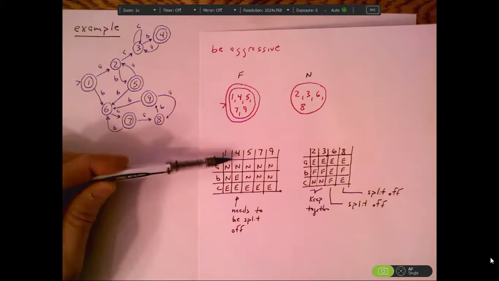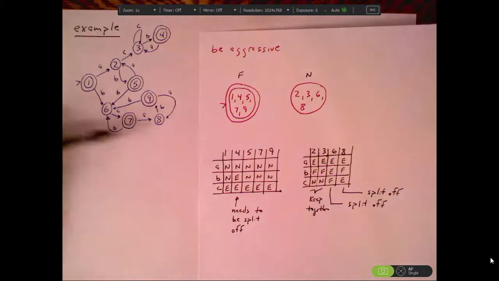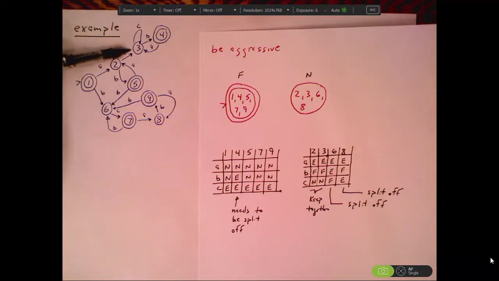So let's compare that to now what happens on state 4. State 4 in the original machine on an A goes to a non-final state. On a B, however, I'm sorry, state 4 is up here. On an A, we go to a non-final state.